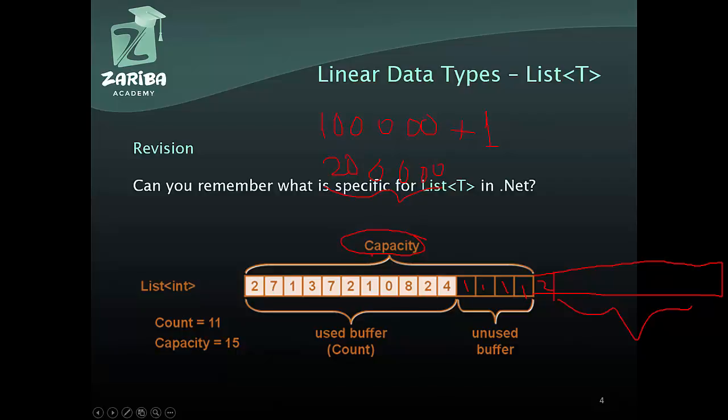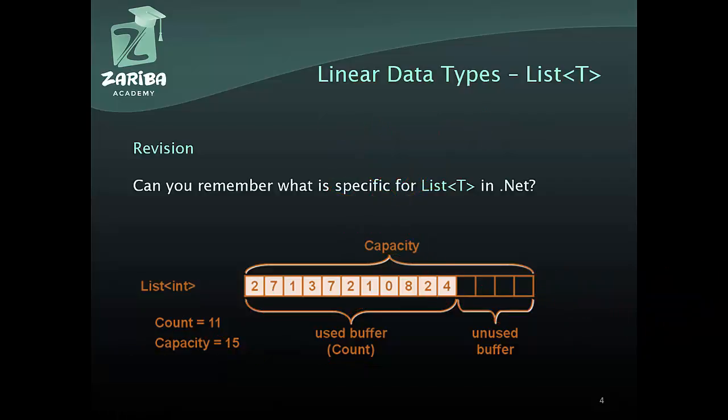All right, so then we have capacity, which is the total number of elements that we can currently put in our array. Then we have count. This is what we've used, and we have unused, which is the capacity minus the count. In this case, count equals 11, capacity equals 15. All right, and let's start with the new material.